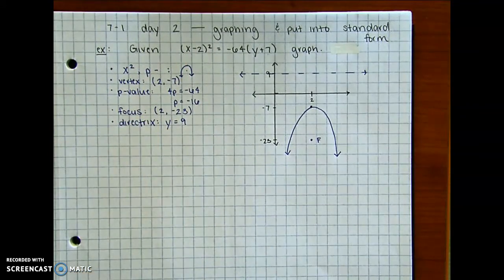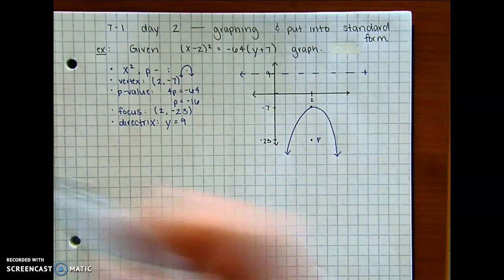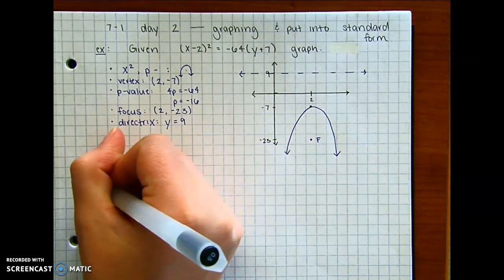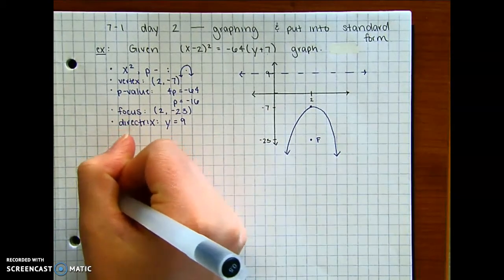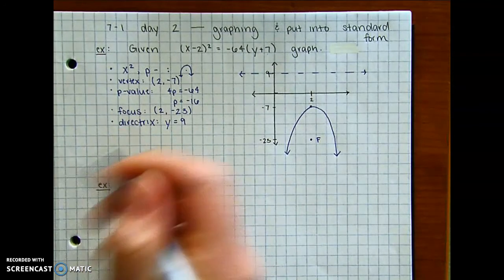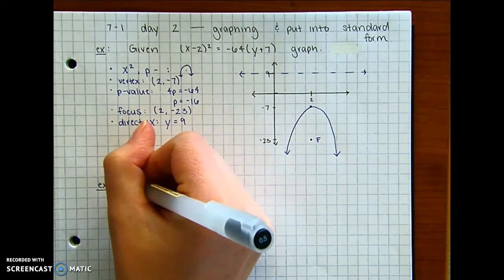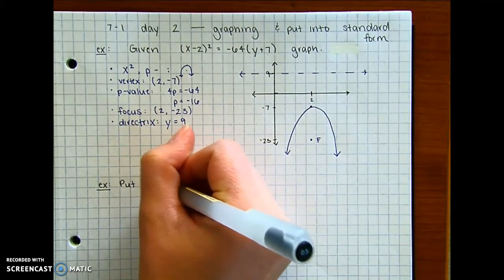Now another kind of problem that you could have, and this is where we're getting a little bit more challenging, is you might have to complete the square. So let's do one of those. So let's just say graph, or put into standard form, I guess, although you'd have to do that anyway.